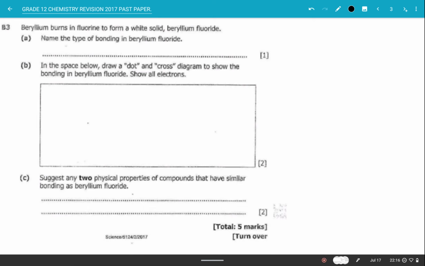Hello everyone, welcome back again. So this is a continuation from where we ended. So this is part B3 of Chemistry 2017 past paper revision.